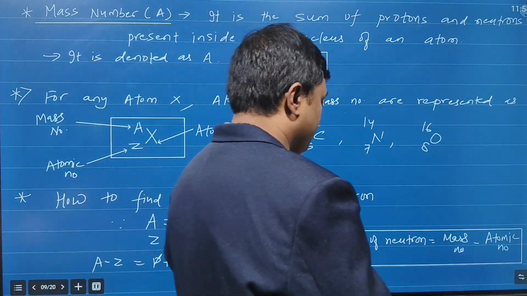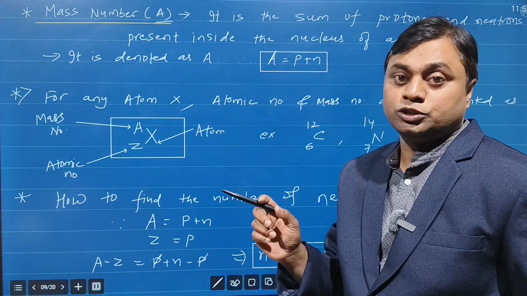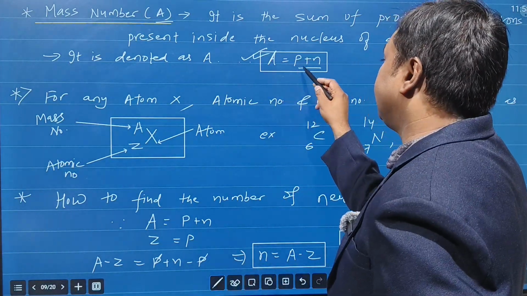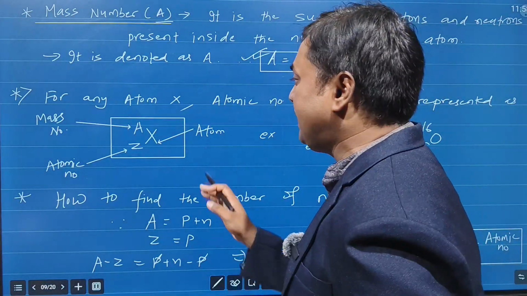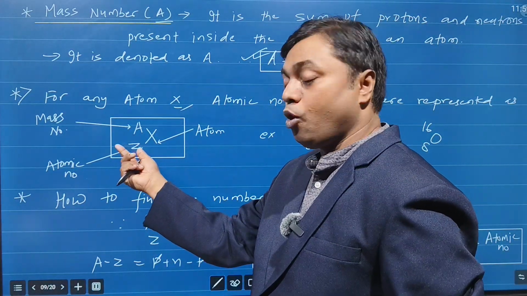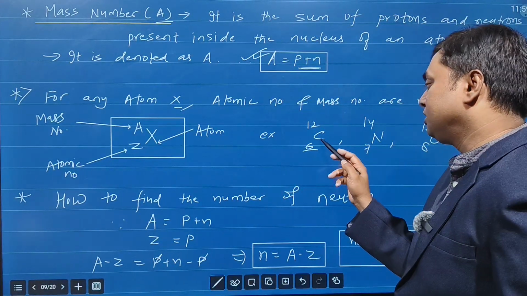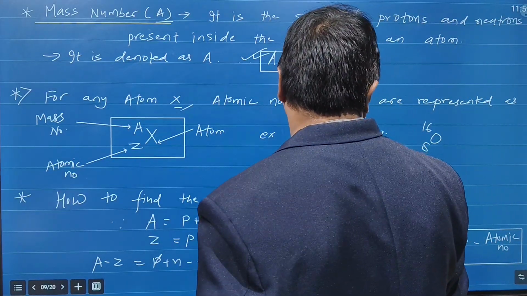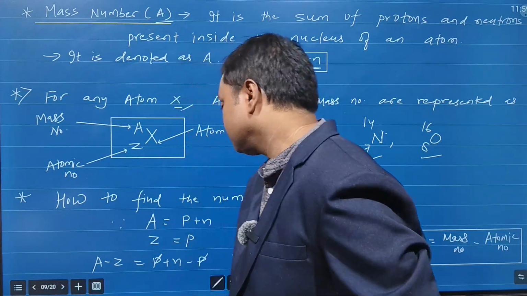What do you mean by mass number? Mass number is generally represented as A, it is nothing but the sum of protons and neutrons present inside the nucleus of an atom. So A is equal to what? P plus N. The number of protons plus number of neutrons is mass number. For any atom X, we are representing atomic number and mass number like this. Atomic number we are writing on the bottom left side, and mass number upside. For example, carbon 6 and 12. 6 is atomic number, 12 is the mass number. Nitrogen 7 and 14. Oxygen 8 and 16. So Z is atomic number, A is the mass number.